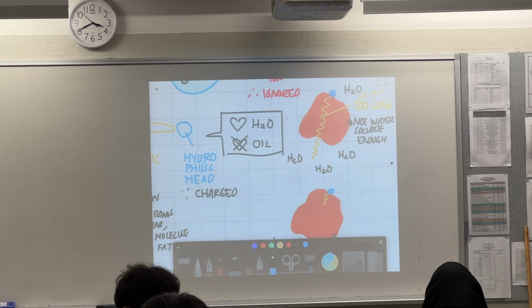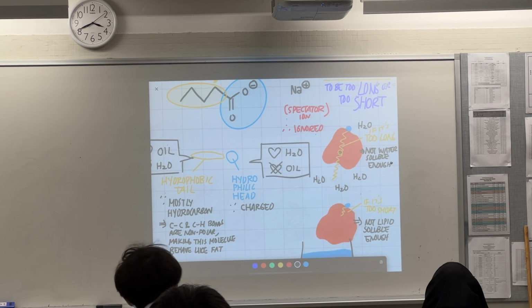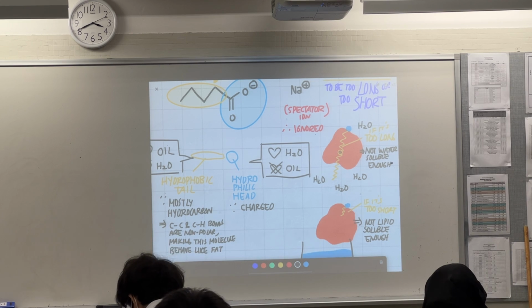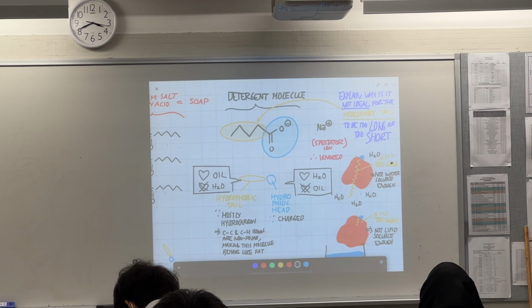And if it is too short, it is not oil soluble enough. So either way, it is not a very good cleaning agent. Okay, just remember that it has to be an optimum length. And then, let's continue with the second half.